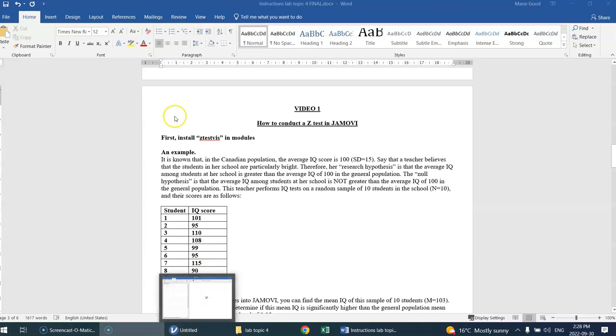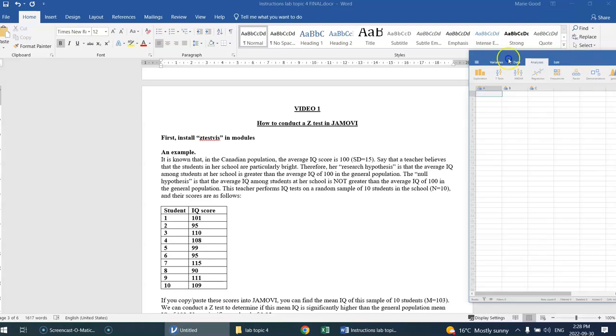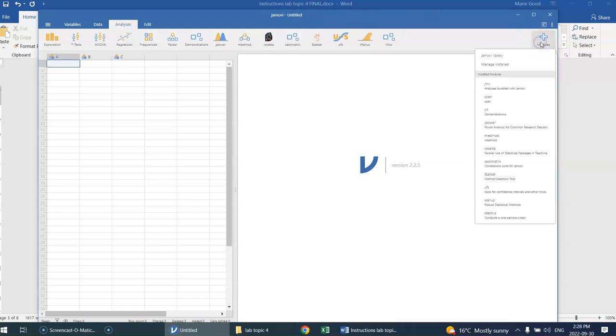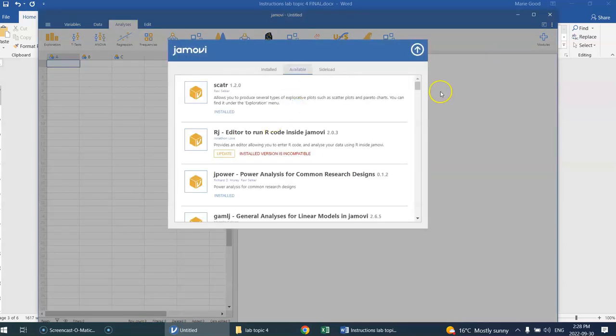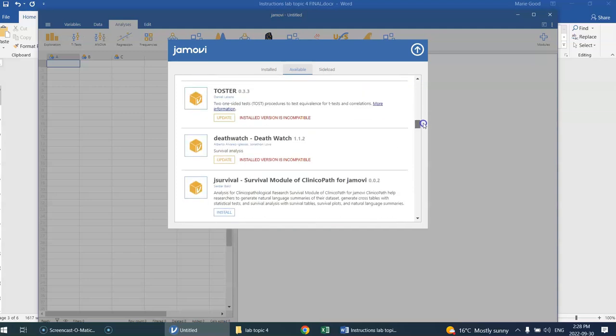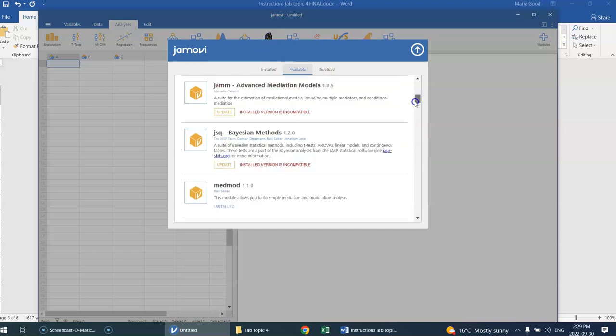The first thing that you're going to want to make sure you have done is that you've installed the module Z-test Viz in modules. If you haven't done this before, you can install modules in Jamovi by clicking the plus modules, and then if you go to Jamovi library, you kind of have to scroll down. It's not in any discernible order that I can really make out. You just have to go and look until you find the module that you're looking for.